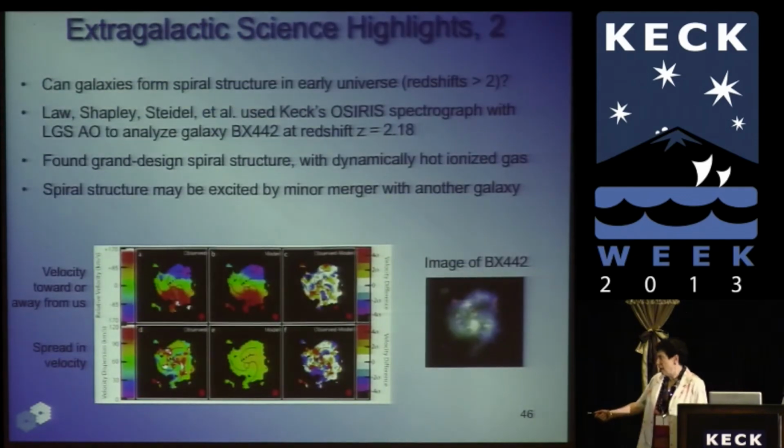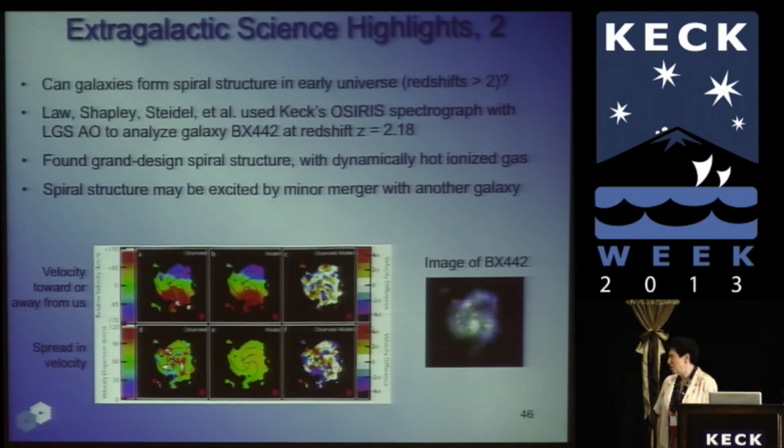Then let's go and ask what happens about galaxies farther away. So can galaxies form spiral structure in the early universe at redshifts bigger than 2? So David Law and Alice Shapley and Chuck Steidel and their colleagues used OSIRIS to analyze a galaxy whose name is BX442 at a redshift of 2.18. And here it is. Here's a picture of it. It's actually a spiral galaxy.